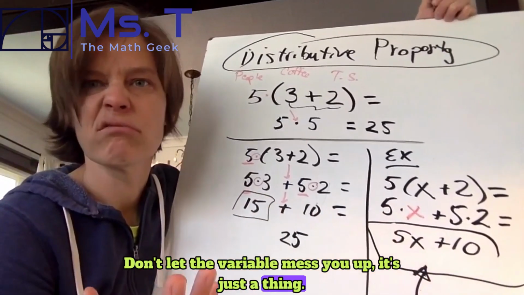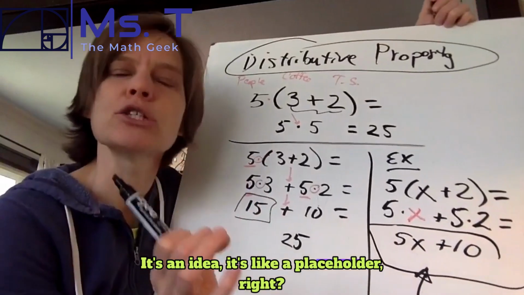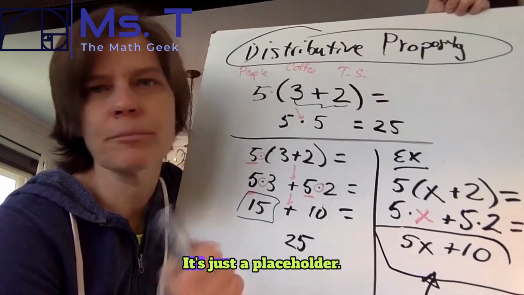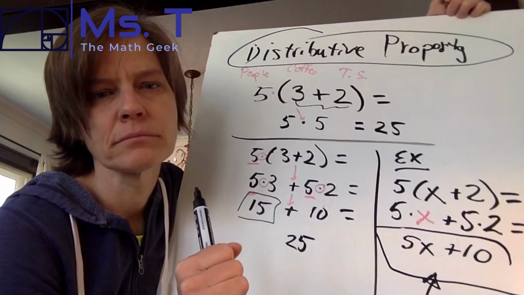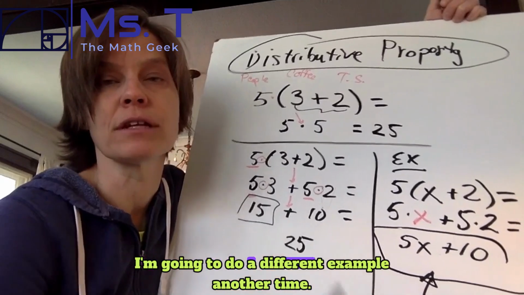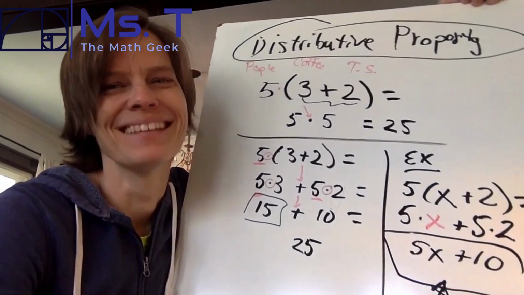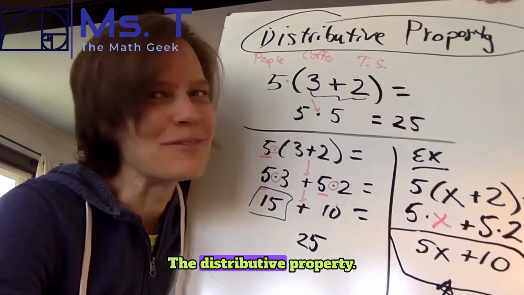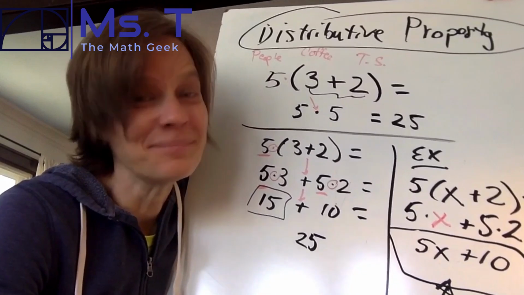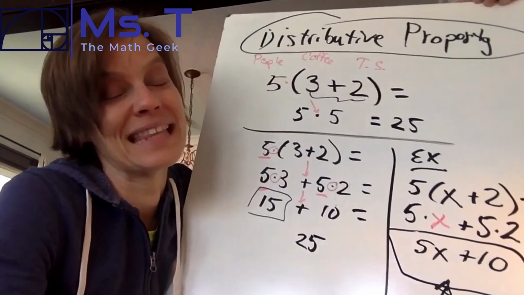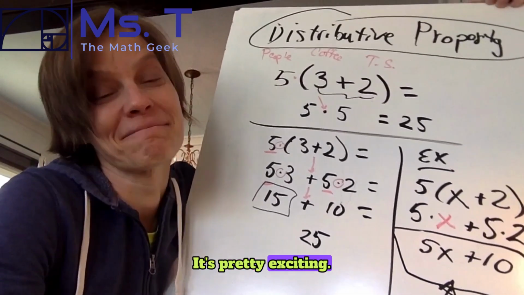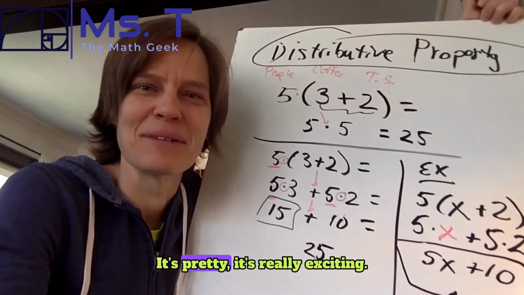It's just a thing. It's an idea. It's like a placeholder, right? It's just a placeholder. I'm almost at 10 minutes. I'm going to do a different example another time. The distributive property. It's pretty exciting. It's really exciting.